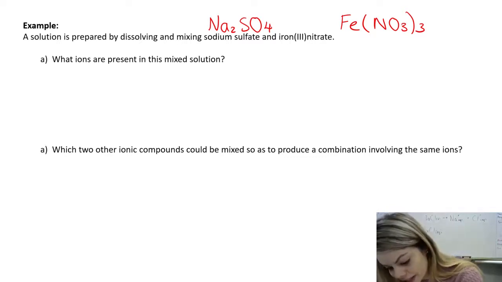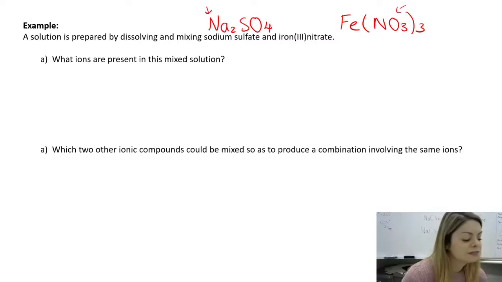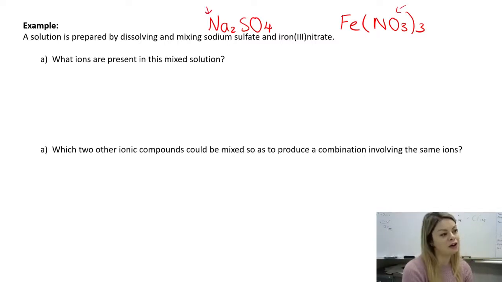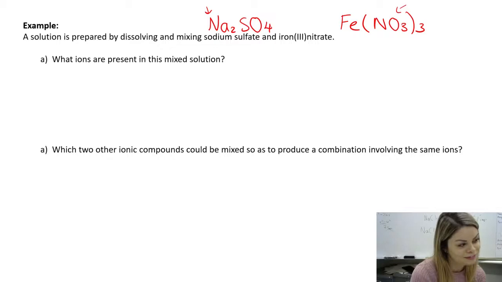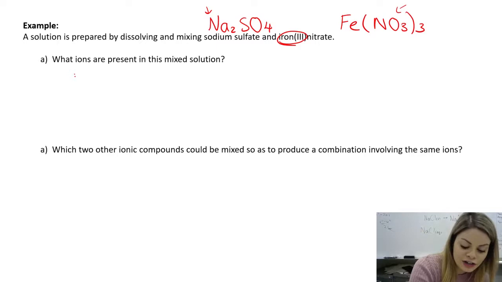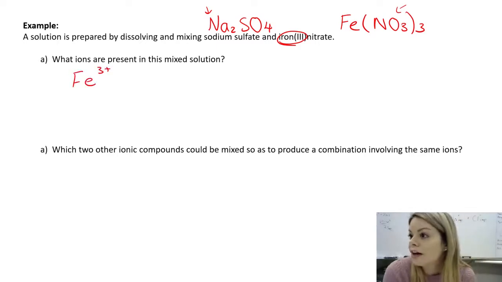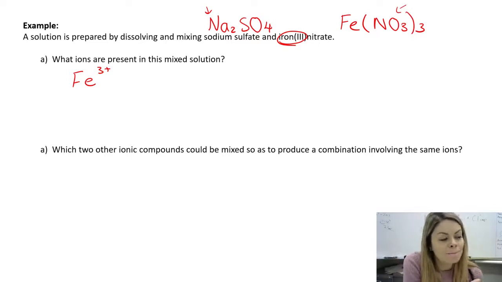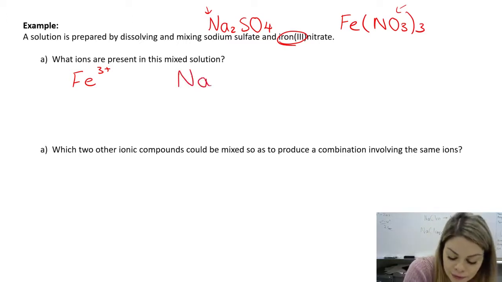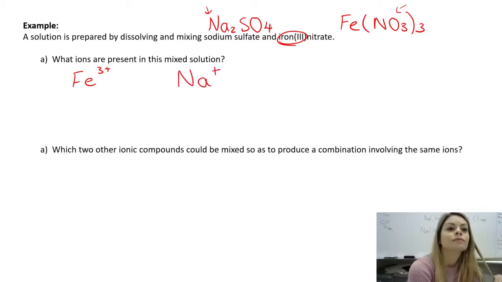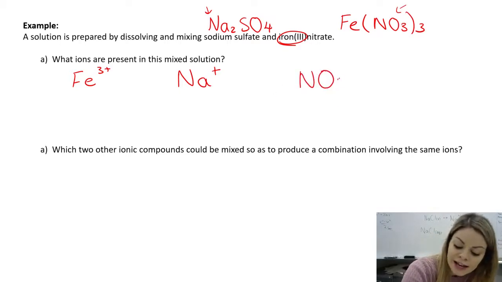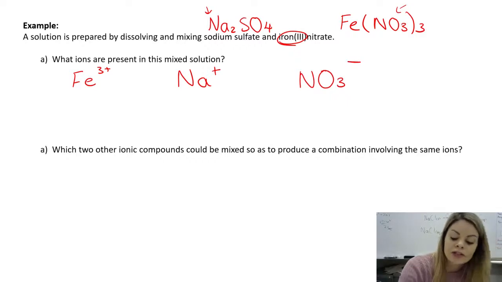What ions are present in this mixed solution? Iron. Oh, sorry, I was confused because I thought you meant ION, not IRON. You know what I mean? Iron. Yes, you're right. We're going to get iron from the iron 3 nitrate, so we're going to get Fe3+ present in the mixed solution. What else is present in the mixed solution? Sodium. Another. Yes. Not just the cations, but the anions as well. Nitrate. So what's the last one? Sulfate.